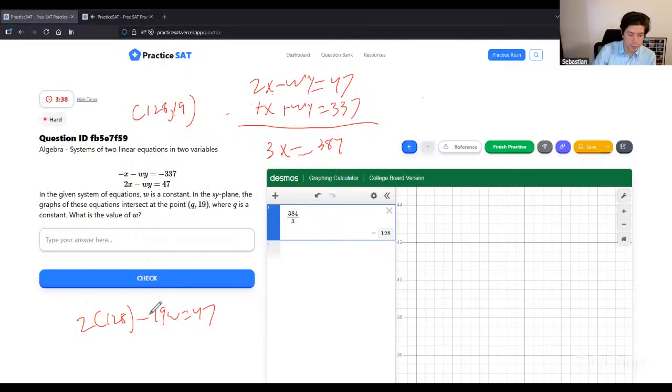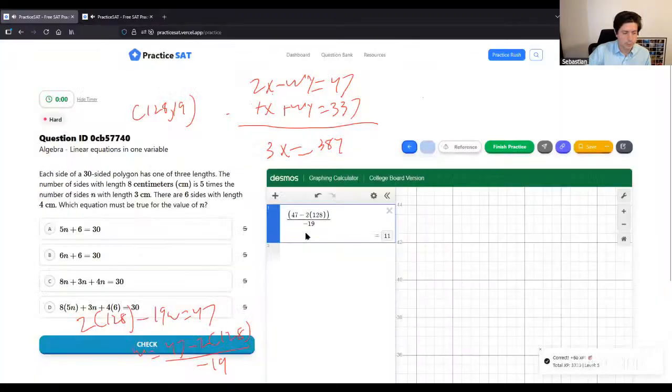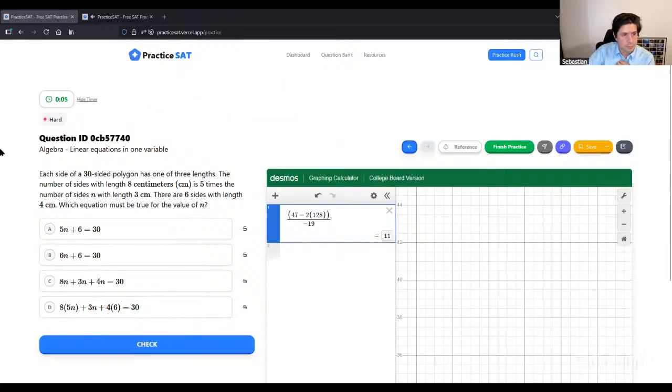So W is going to equal 47 minus 2 times 128, which is going to be 256, but I don't even need to write that, divided by negative 19. Honestly, I use this Desmos for a lot, but it's good to have mental math skills as well. Don't make this into a total crutch. 2 times 128. And then I'm going to divide by negative 19, and I get 11. It should be 11 here. Okay, perfect. All right. This is a tricky one for sure. It's a tricky one, but totally possible.